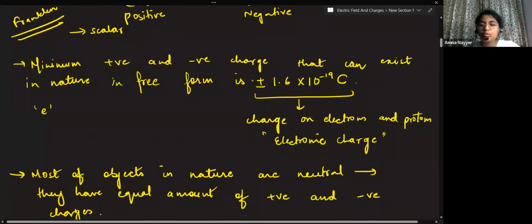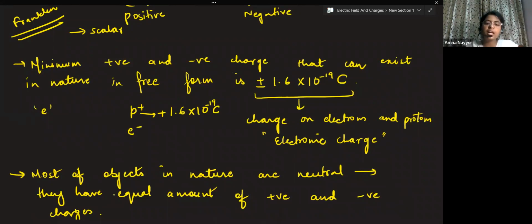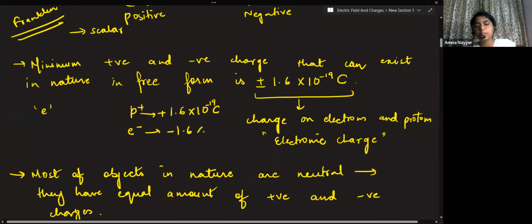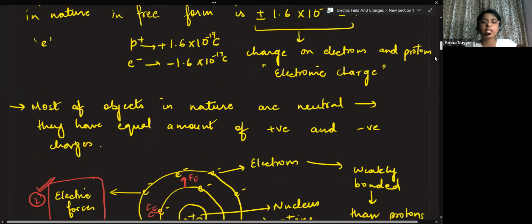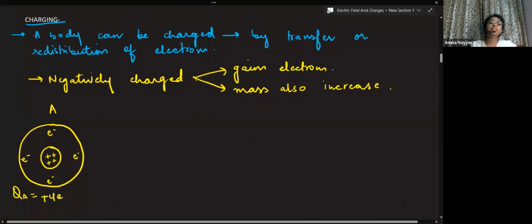Whenever we are talking about a proton, we write it as 1.6 into 10 to the power minus 19 coulombs. And whenever we are dealing with electrons, exactly, Shravya, electronic charge, which is e. So this will be minus 1.6 into 10 to the power minus 19 coulombs. That's why I'm representing this electronic charge. So plus 4e and minus 4e for all these 4 electrons. So this will be zero.